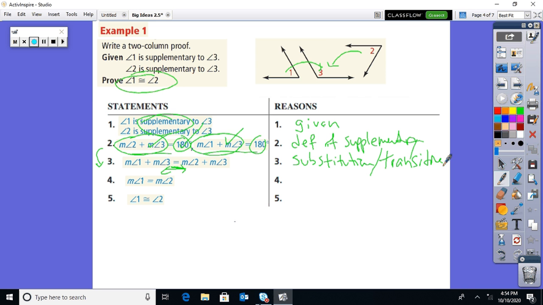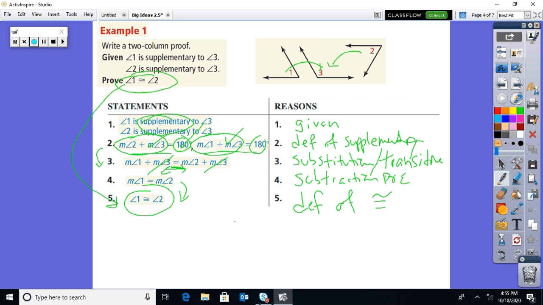And now we've got 1 plus 3 equals 2 plus 3. So if I just cross out the 3's on both sides, I get 1 is 2. When you cross things out, you are subtracting from both sides. So there's a subtraction property of equality. And then this is just a little fancy thing here to go from the measure to the congruence, because we want it to be exactly like it is up there. If the measures of the angles are equal, then that means they are congruent. So that is the definition of congruence.